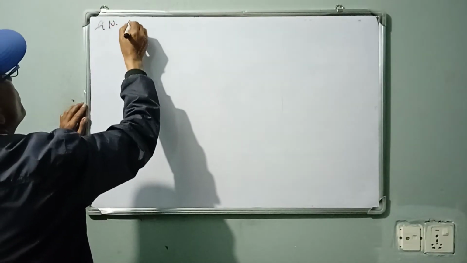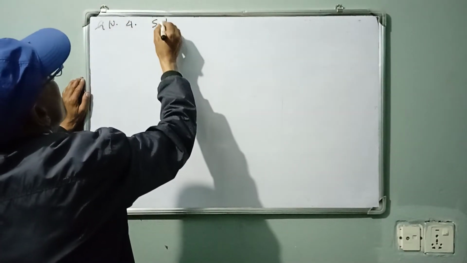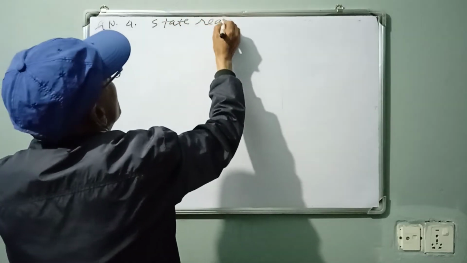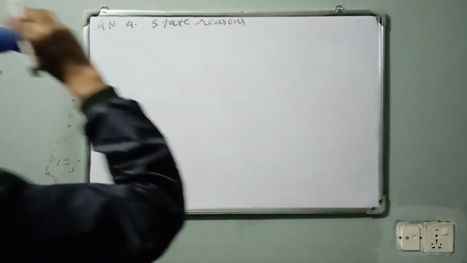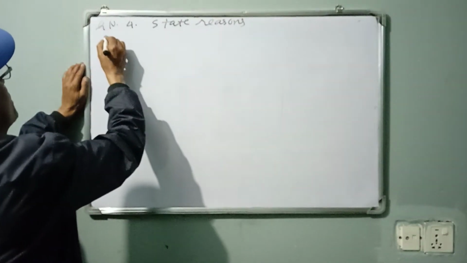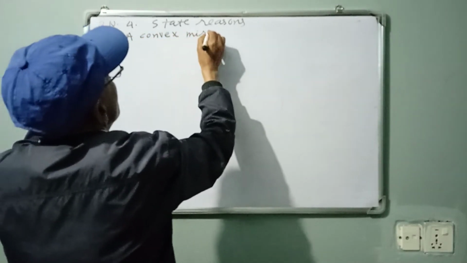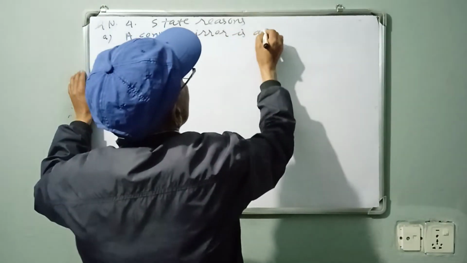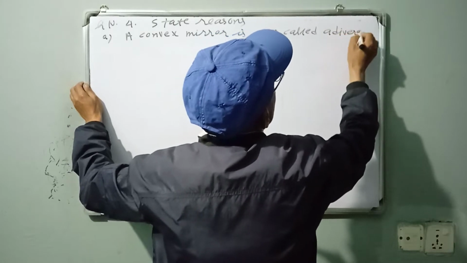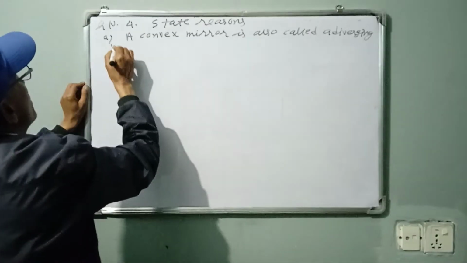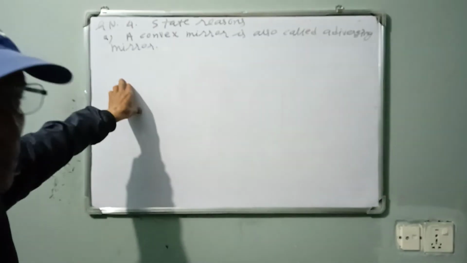Question number 4 is related to stating scientific reasons. State reasons. Any question can be asked related to the mirror. A convex mirror is also called a diverging mirror. The answer is: a convex mirror is also called a diverging mirror.